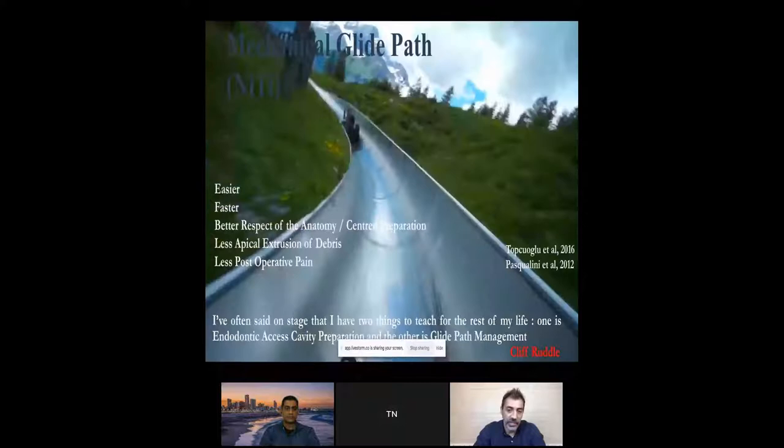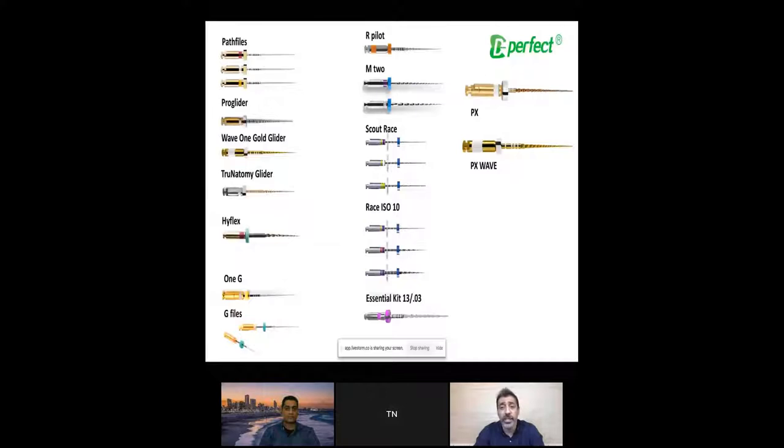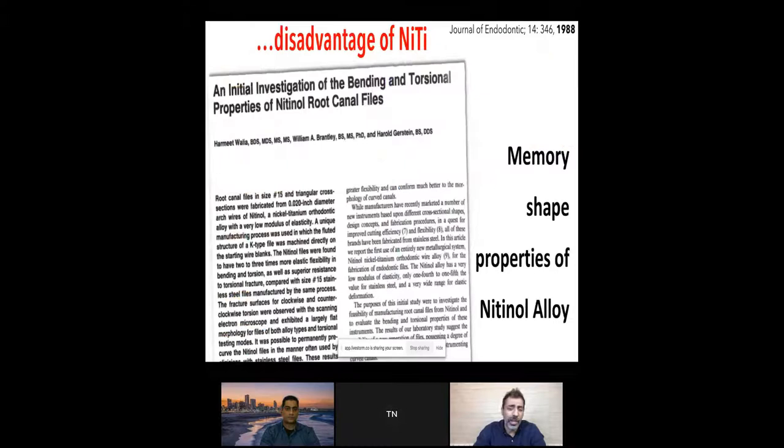This is why many companies, including Perfect, introduced their mechanical glide path file, and we are going to talk about the PX, which is a continuous rotation glide path file, and the PX Wave, which is a reciprocating glide path file from Deeper. So what are the disadvantages of nickel titanium? We know they are extremely flexible.